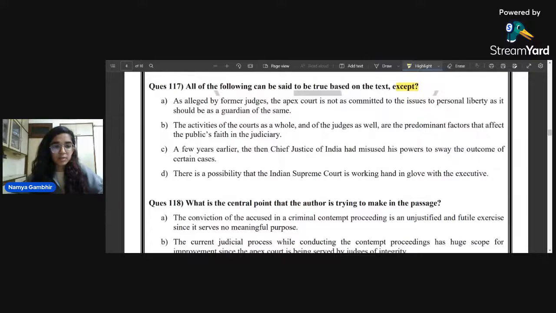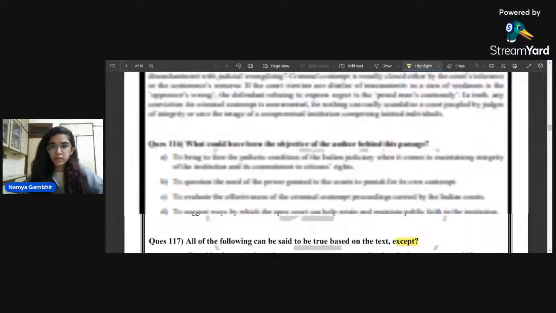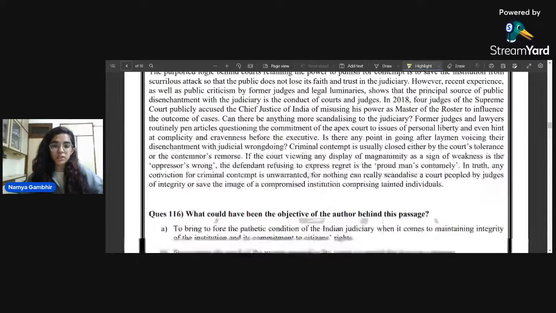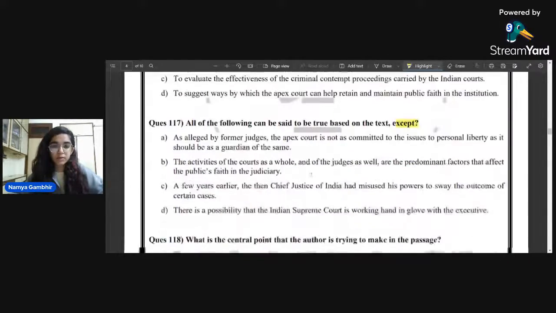Okay. Second option says the activities of the courts as a whole and of the judges as well are the predominant factors that affect the public's faith in the judiciary. This is also true. Then this is, I think, written towards the beginning only. That, however, recent experience as well as public criticism of former judges and legal luminaries shows the principal source of public disenchantment is the conduct of the courts and judges. This is what the second option focuses on.